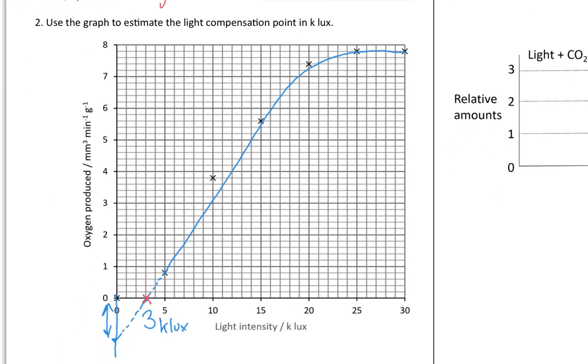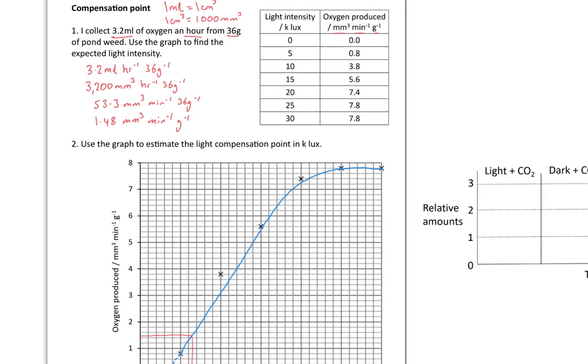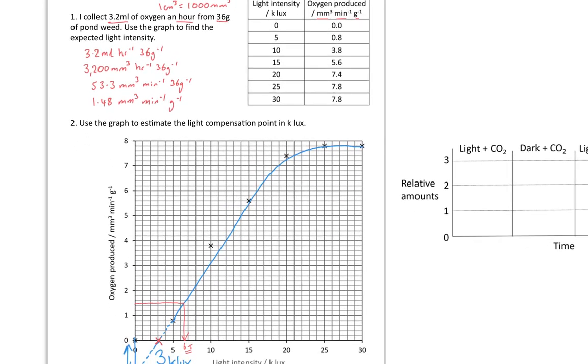So I go to my graph, I find 1.5 in terms of the oxygen produced. Again, I'm on a screen here, so forgive me for the wobbly line. Then I come down from the line of best fit, and that's going to be 6.5. So a light of 6.5 kilolux would give me the rate of 3.2 milliliters of oxygen an hour from a 36 gram piece of pondweed.